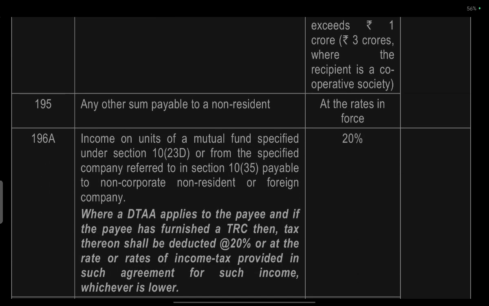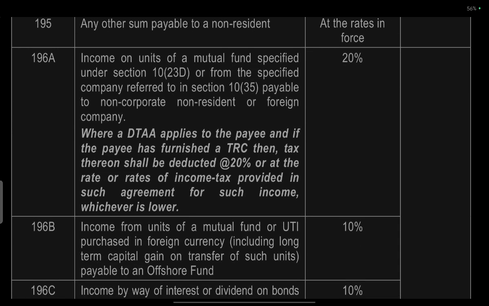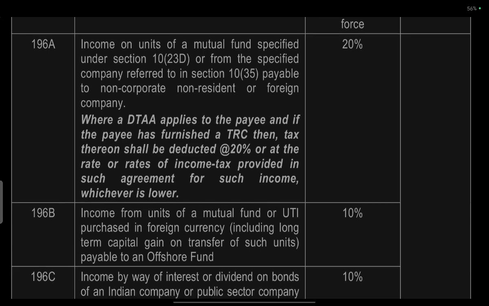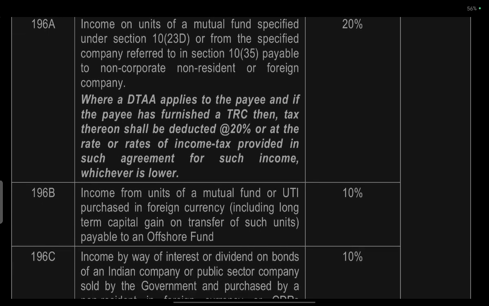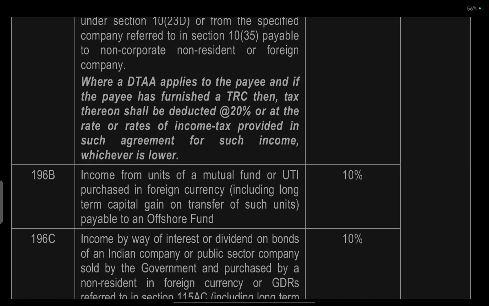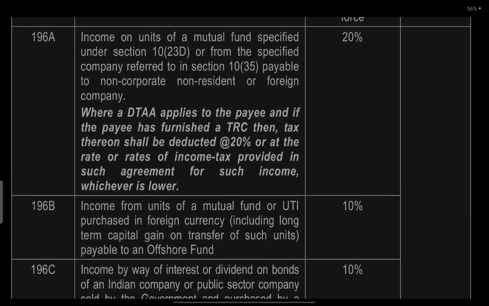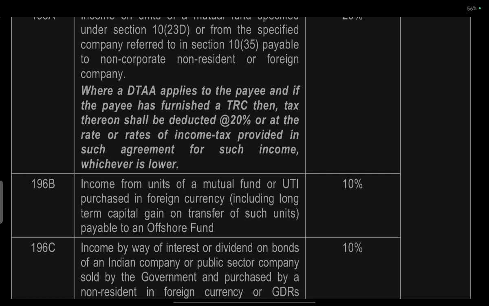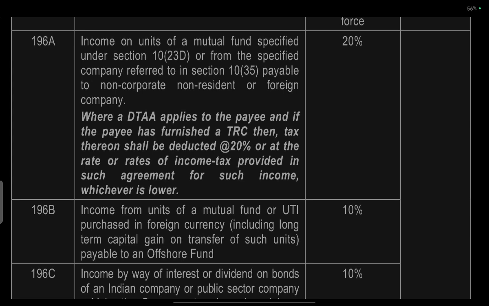Section 195: any sum payable to a non-resident, at the normal rates. Section 196A: income from units of mutual funds specified in Section 10(23D) or of the specified company under Section 10(35), payable to a non-corporate, non-resident or foreign company, where DTAA applies to the payee and the payee has furnished a TRC, the tax shall be deducted at 20% or the rate provided in the treaty, whichever is lower.